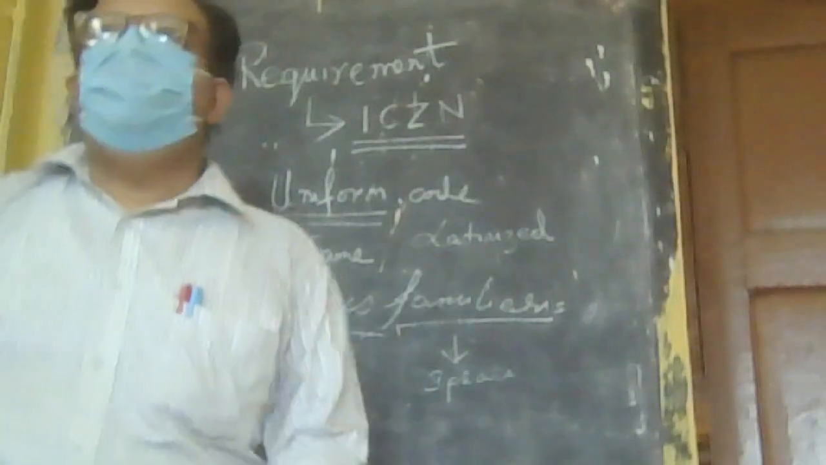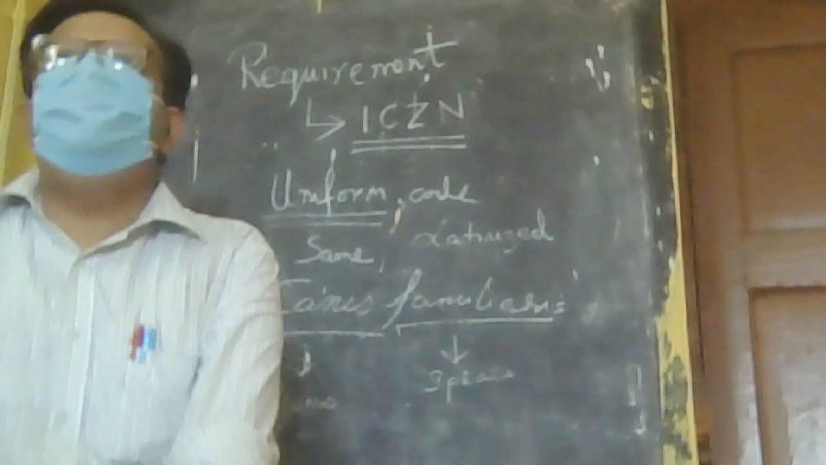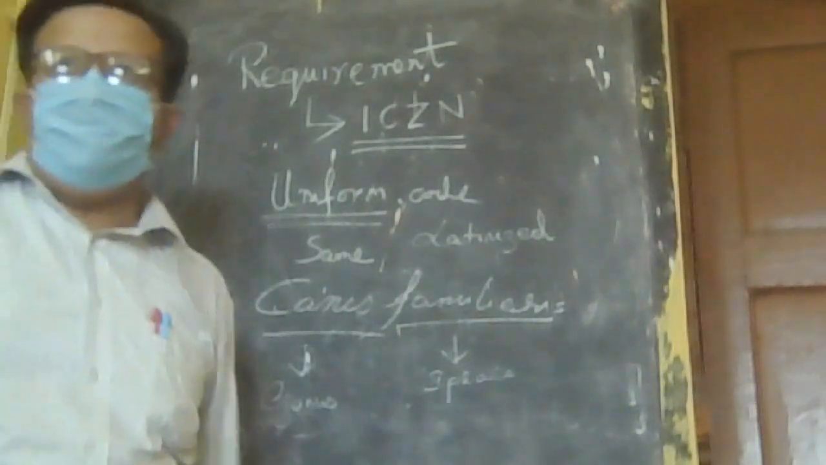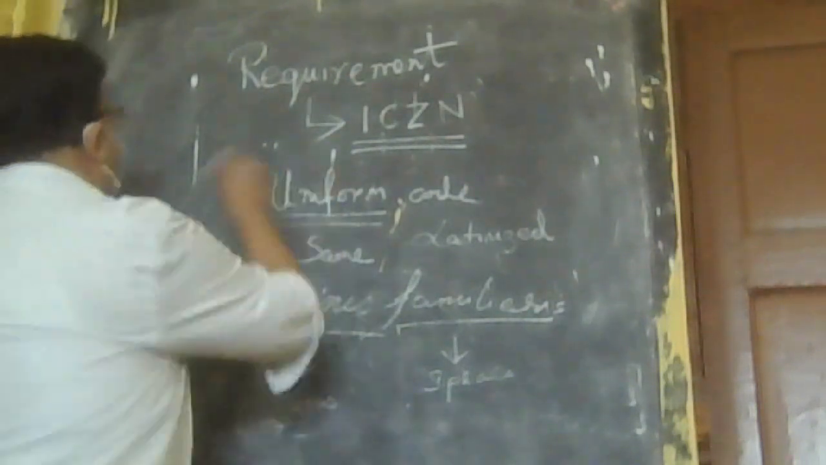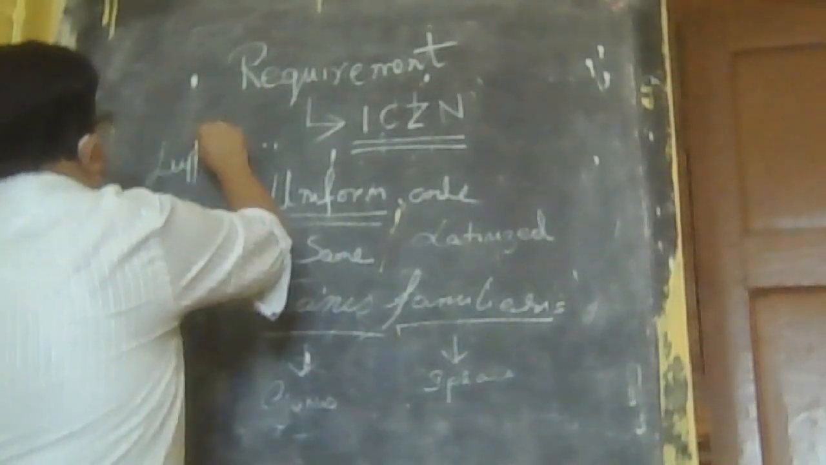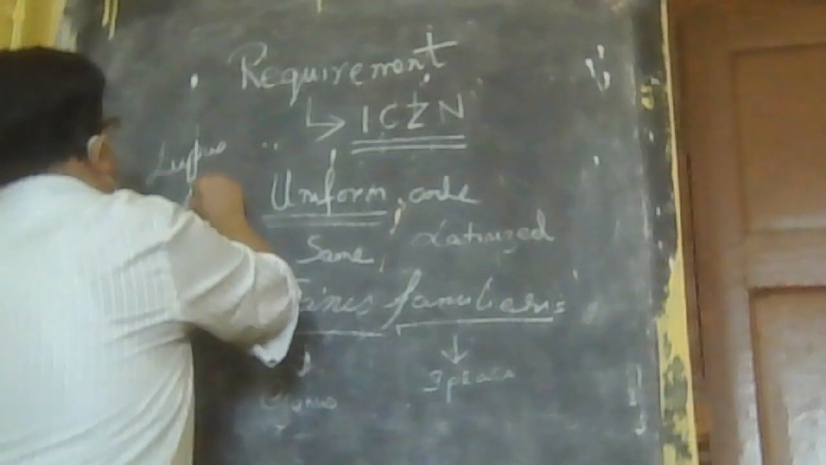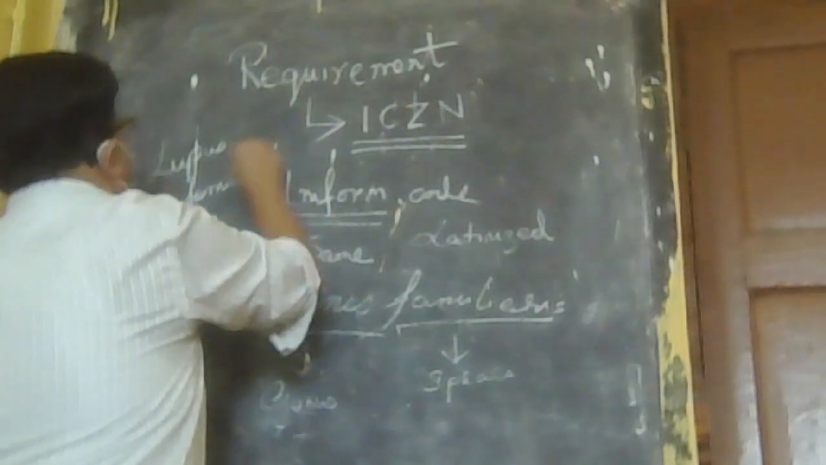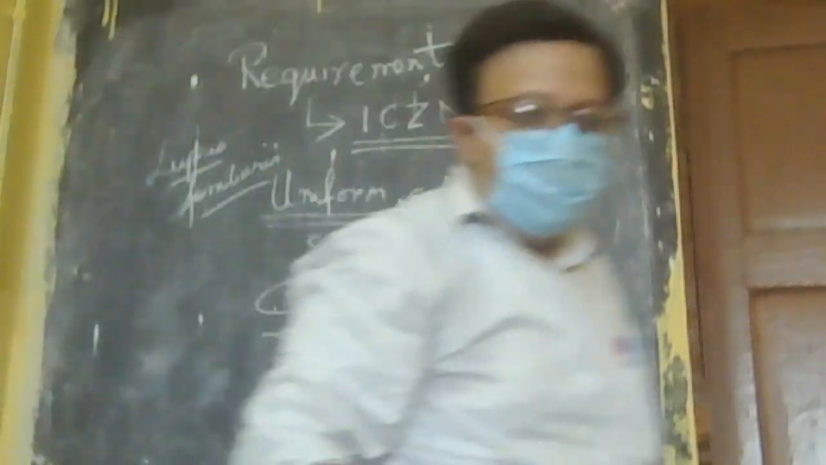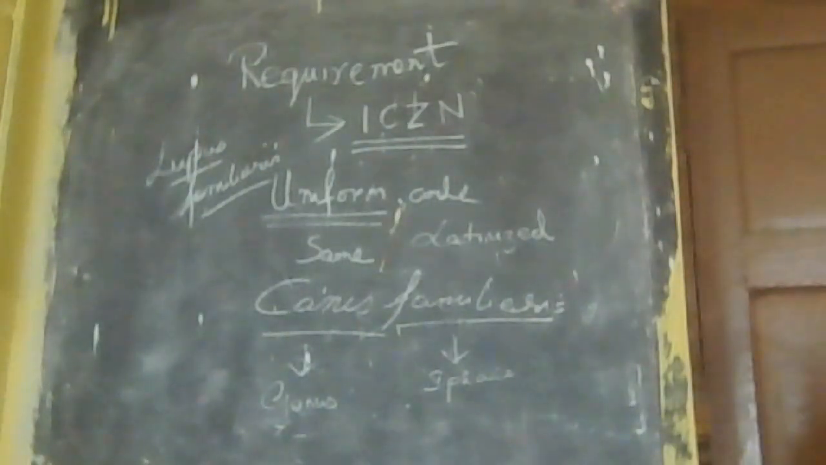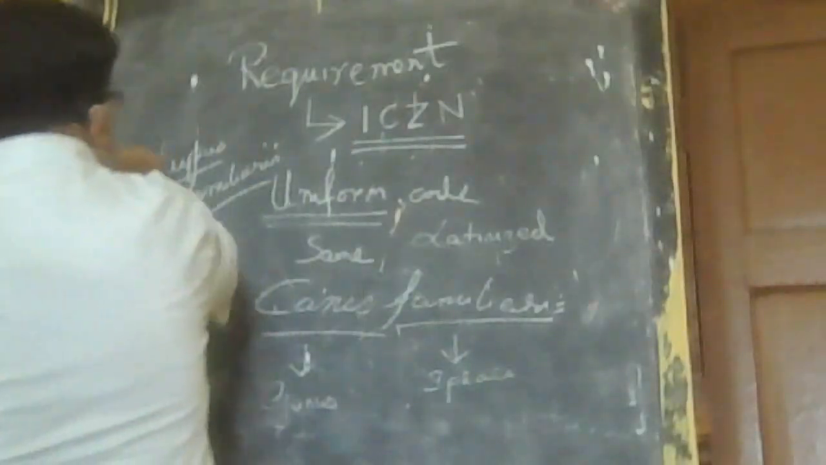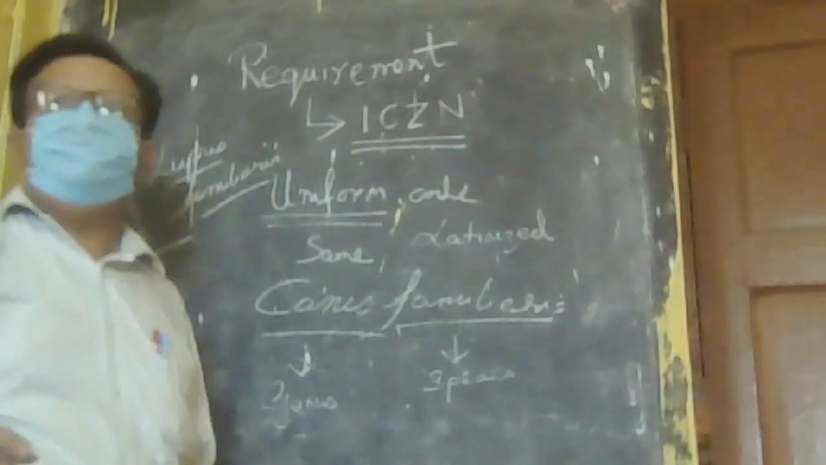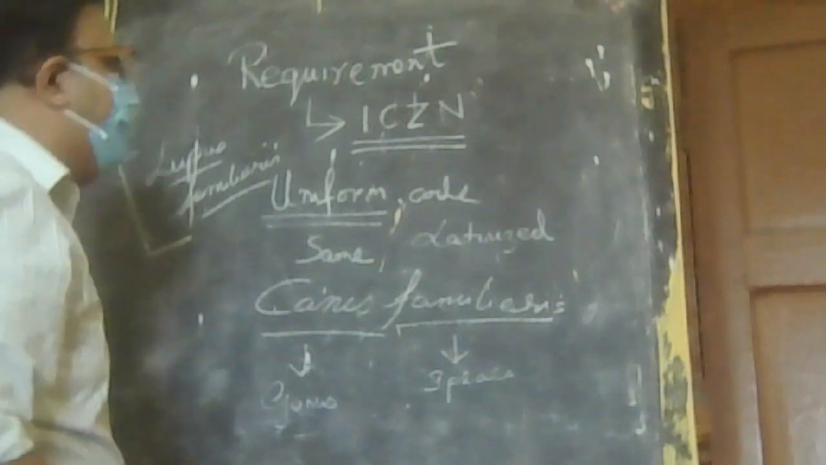So, one person in 1700 gives this name not as Canis familiaris but as Lupus familiaris. It gives it the name Lupus familiaris.